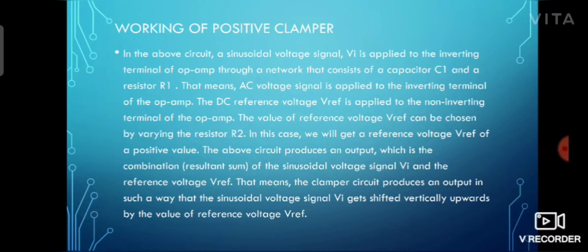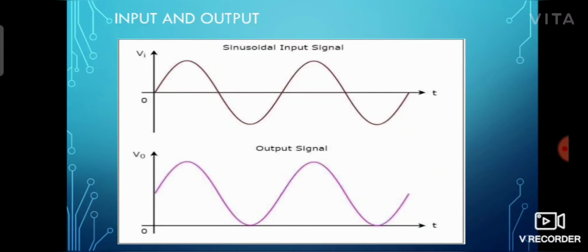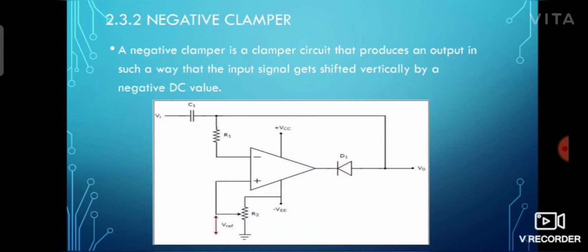The above circuit produces an output which is a combination of the sinusoidal voltage signal Vi and the reference voltage V reference. That means the clamper circuit produces an output in such a way that the sinusoidal voltage signal Vi gets shifted vertically upwards by the value of the reference voltage V reference. Here we can see the sinusoidal input signal wave gets shifted vertically up at the positive side.